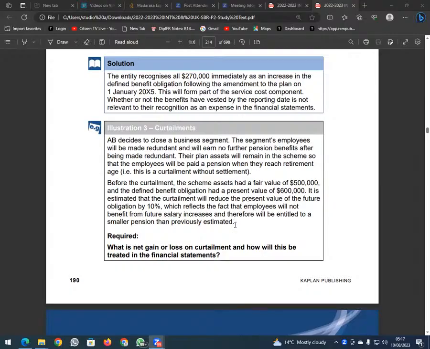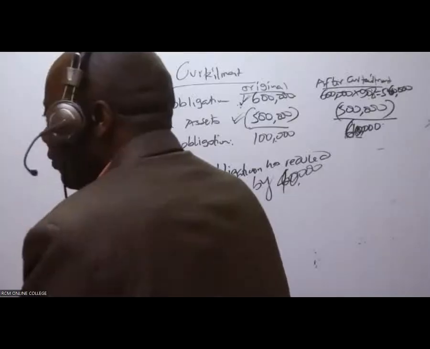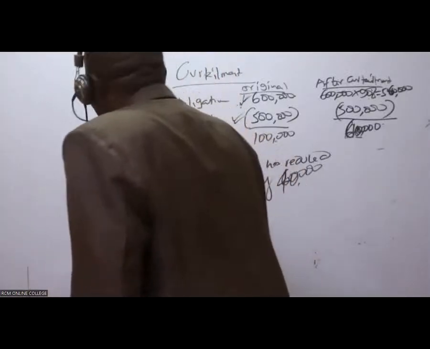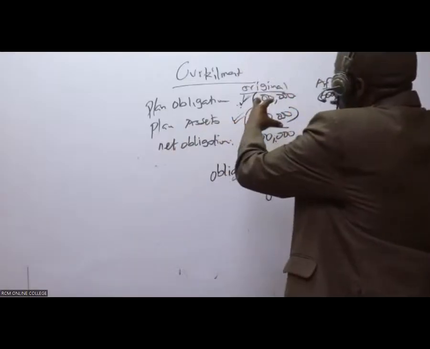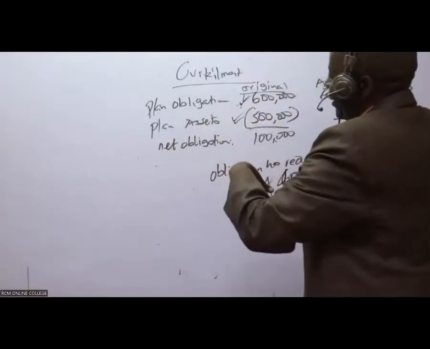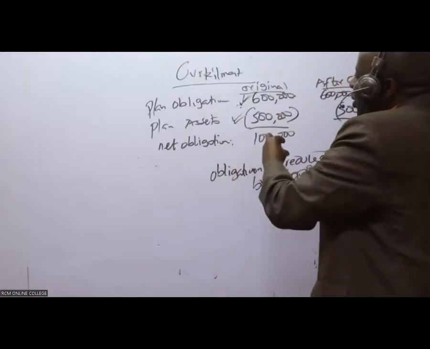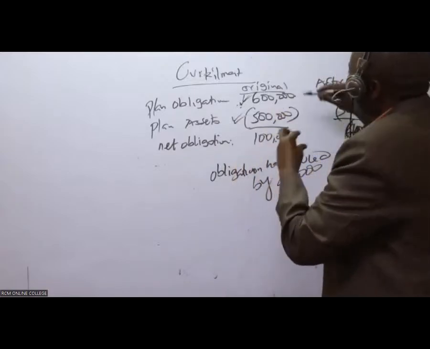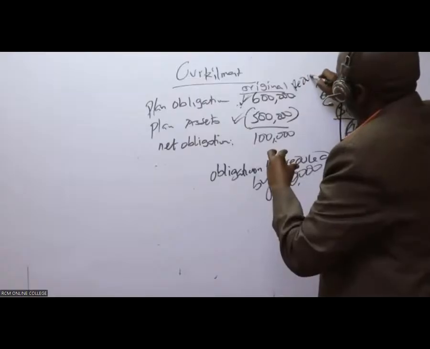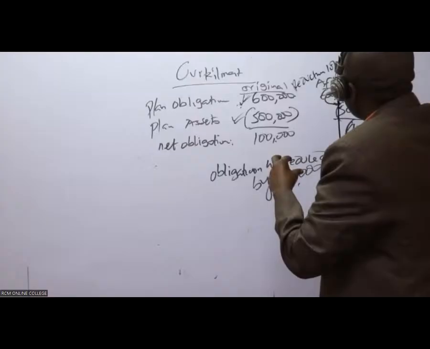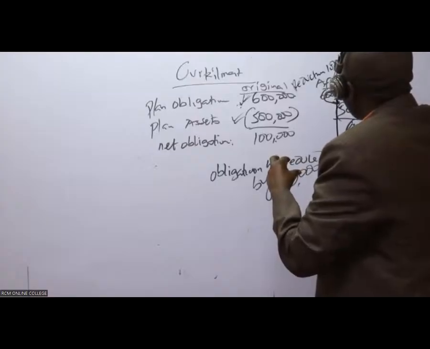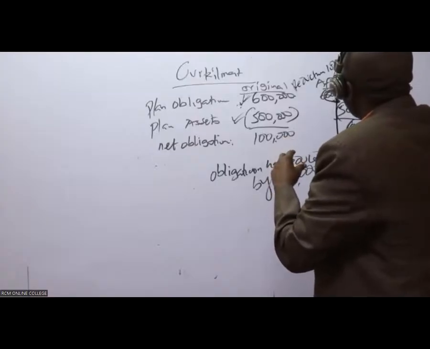So, ladies and gentlemen, let's be very keen with this. Simple mathematics. The obligation is reducing by 10%. The reduction is 10%. So 10% of 600,000 in this case is 60,000.